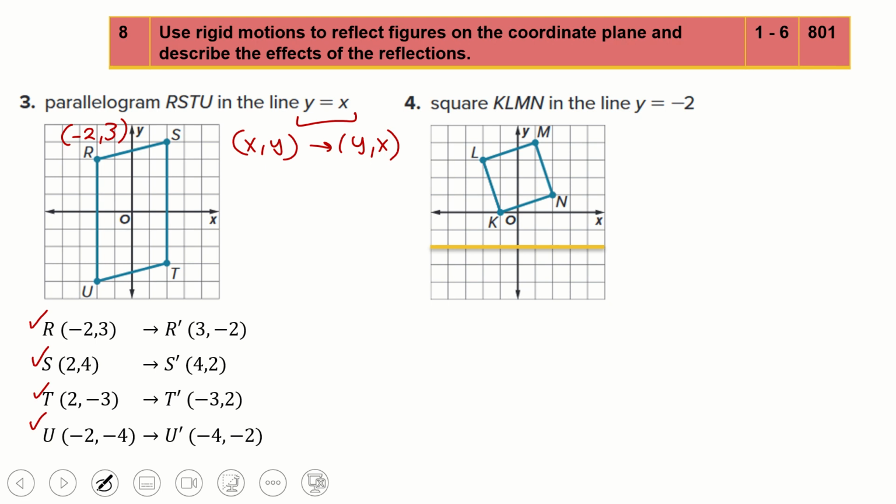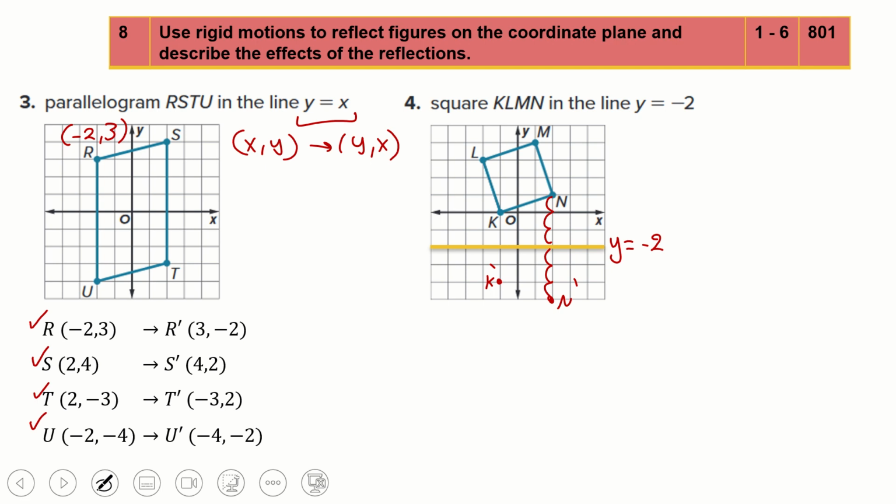Now, the reflection line is y equals -2, and as we did in the previous slide, this K is 2 units up, so K prime will be here. N is 3 units up, so we'll go 1, 2, 3. Here you've got N prime, right? And then you continue doing this. It's easier than changing the coordinates and adding 4.